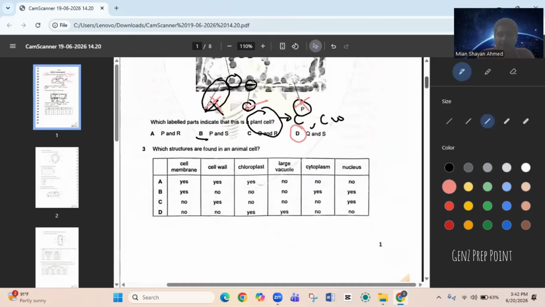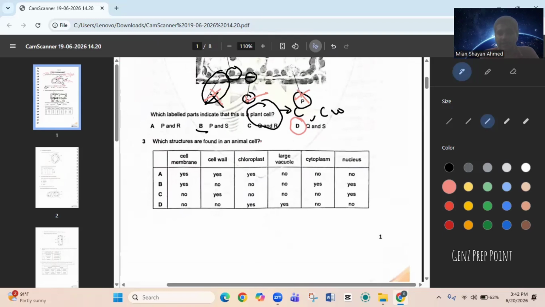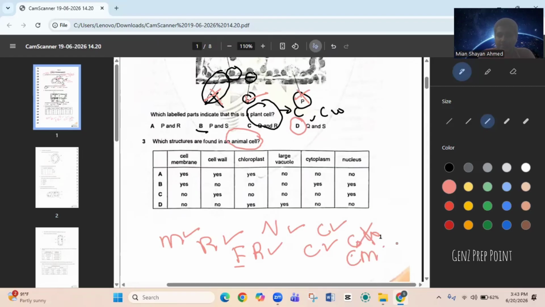If we move on to the third MCQ: which structures are found in an animal cell? So what are the structures found in animal cells? Just do the rough work here. Mitochondria is present in animal cells, ribosomes are present, endoplasmic reticulum is present, nucleus is present, centrioles are present, cytoplasm is present, cell wall isn't present, cell membrane is present, and chloroplast isn't present. So cell membrane would be a yes, and cell wall would be a no. So by just reading these two statements, we can determine the answer, that is B.